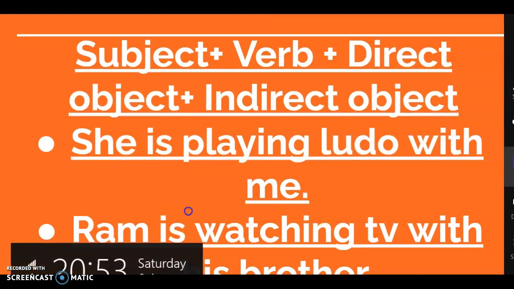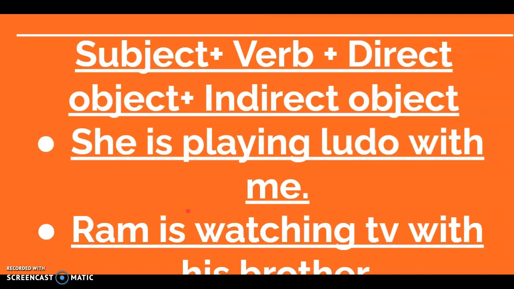Ram is watching TV with his brother. So Ram is the subject, is watching is the verb, TV is the direct object, and with his brother is the indirect object. So this is the end of it.